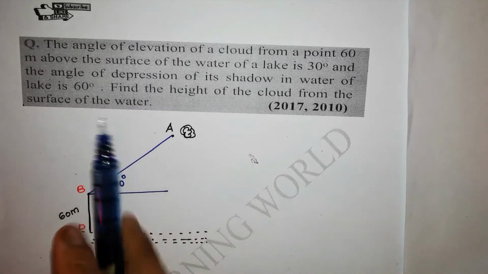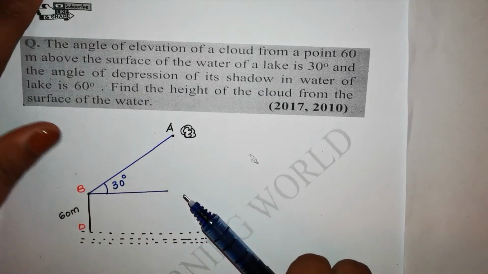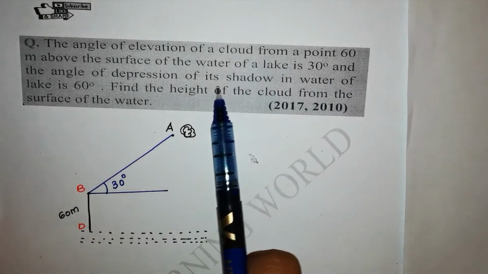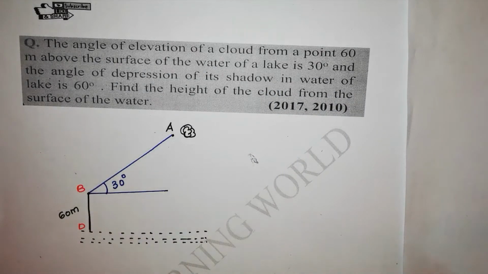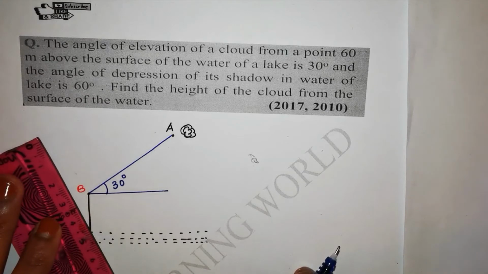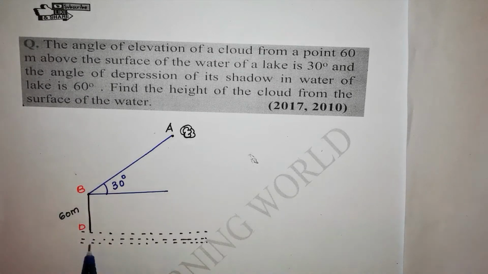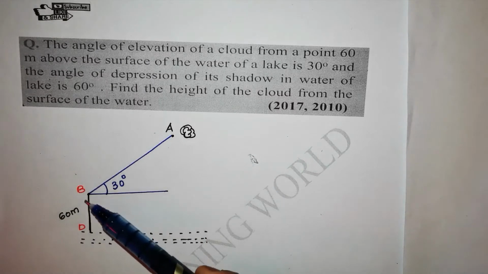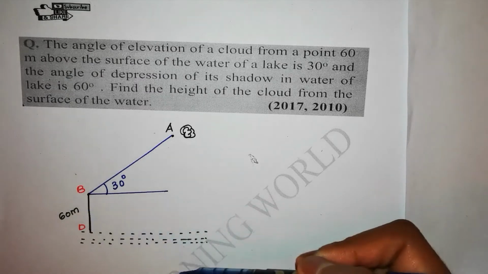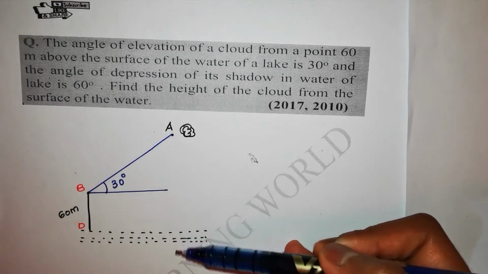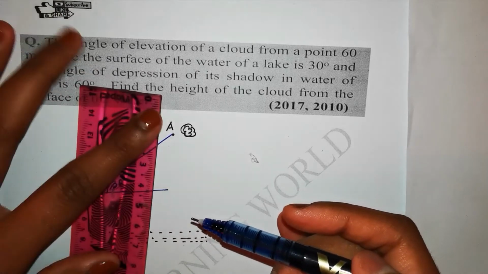Next, the angle of elevation is 30 degree and the angle of depression of its shadow in water of the lake is 60 degree. Okay students, so the angle of depression of its shadow. So students, this is the water level. The shadow means from this point to the water level. So the shadow will be at the bottom of the water level. That is a trick in this question.